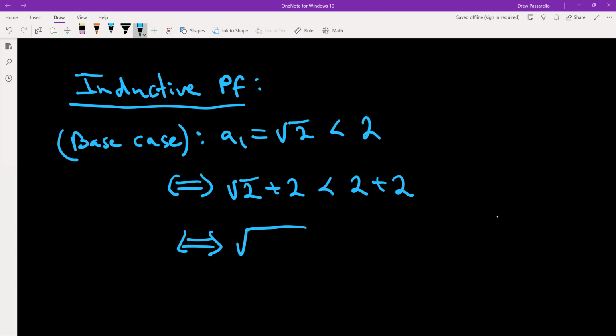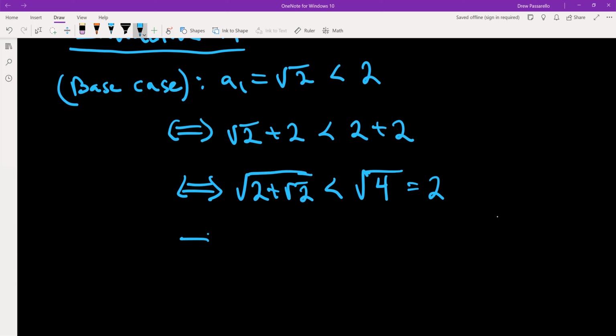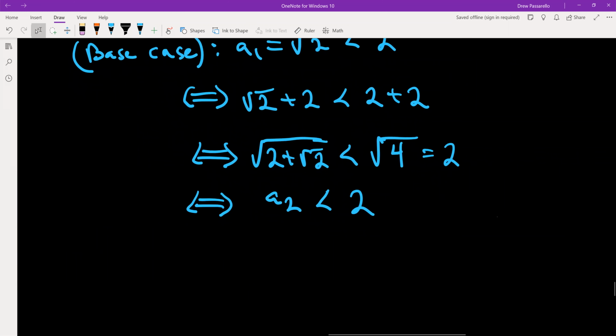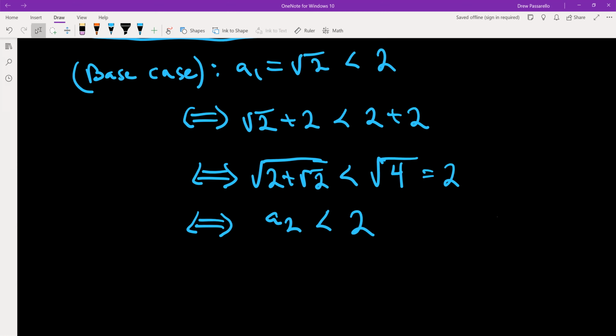And that's if and only if you square root both sides. So this will be the square root of 2 plus 2, which I could write as the square root of 2 plus the square root of 2. And that's less than the square root of 2 plus 2, which is the square root of 4, which we know is 2. And what is this? This is a2. So a2 is defined to be the square root of 2 plus a1, where a1 is the square root of 2. So we have a2 is less than 2. All right, so I did a little bit more than just a1. I showed that also a2 is less than 2.